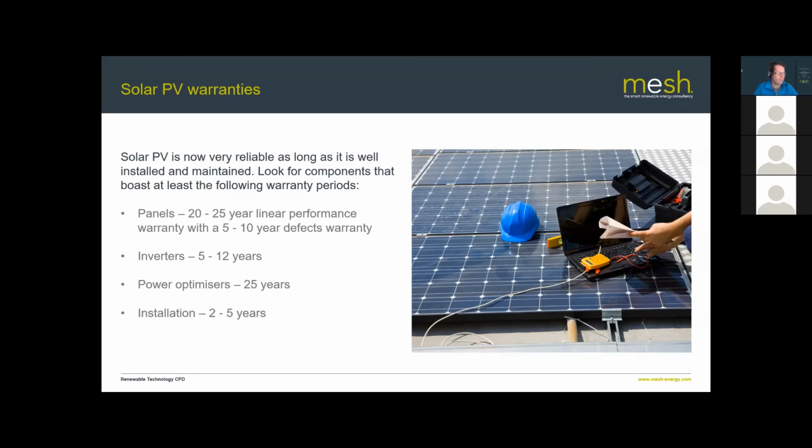Inverters, 5 to 10 years is the standard length of warranty time. Some of the premium manufacturers will offer up to 12 years, but again, it's a bit of a pay your money, take your choice type of thing.